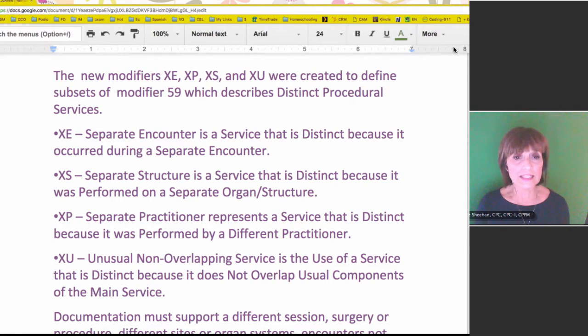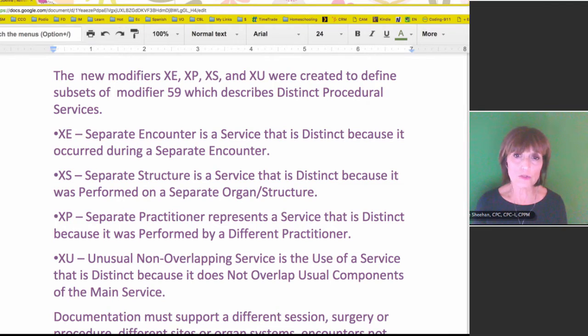The XS is a separate structure, and that is also a distinct service because it was performed on a separate organ or structure. XP is a separate practitioner, and that represents a service that is distinct because it was performed by a different practitioner. And then the XU, unusual non-overlapping service, is the use of a service that is distinct because it does not overlap usual components of the main service, which still nobody seems to understand. It's a little bit ambiguous to me.